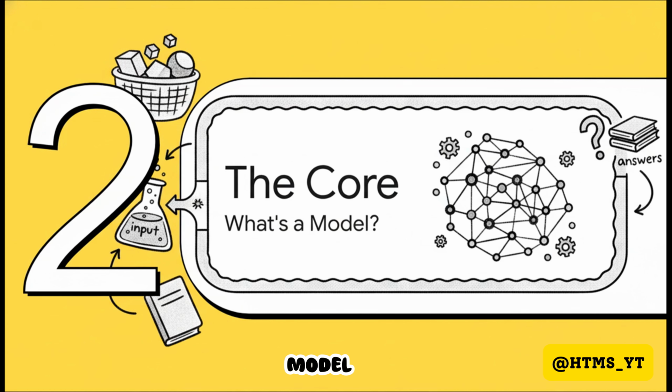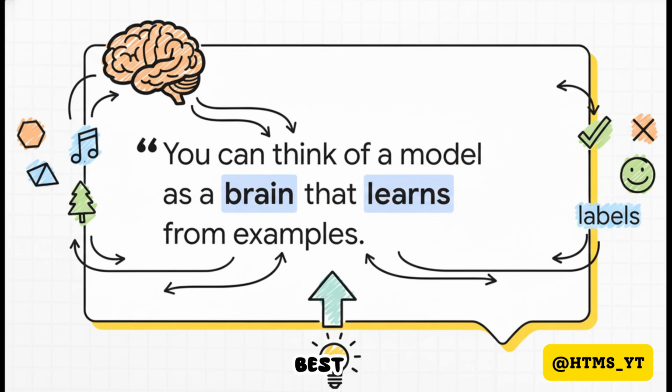It's called the model. And honestly, the best way to wrap your head around a model is to think of it like a brain. It's not like old school programming where you give it a huge list of rules to follow. No way. Instead, it learns directly from all the examples we show it, all those houses with their features and their labels, kind of like how we learn from experience.